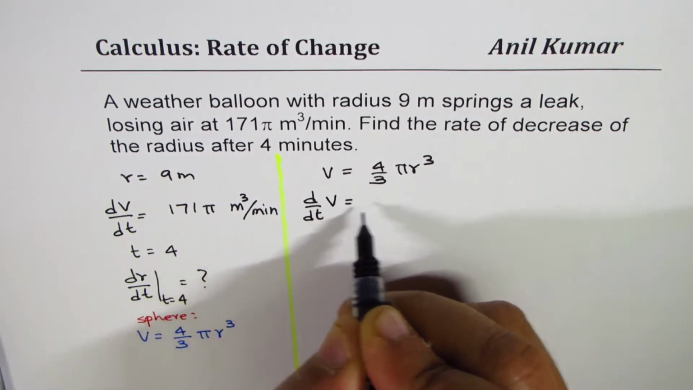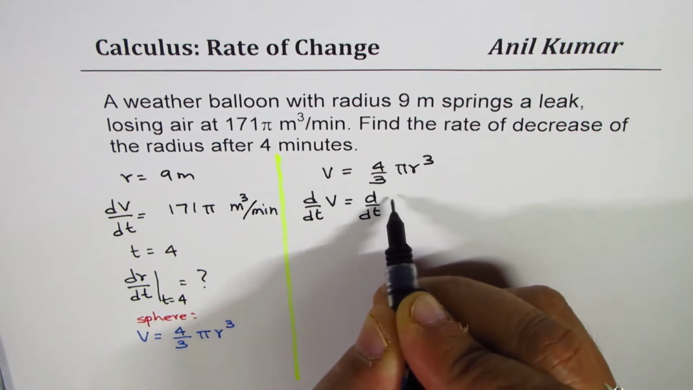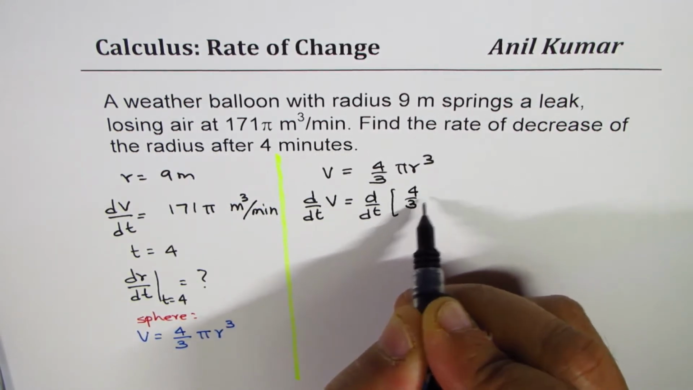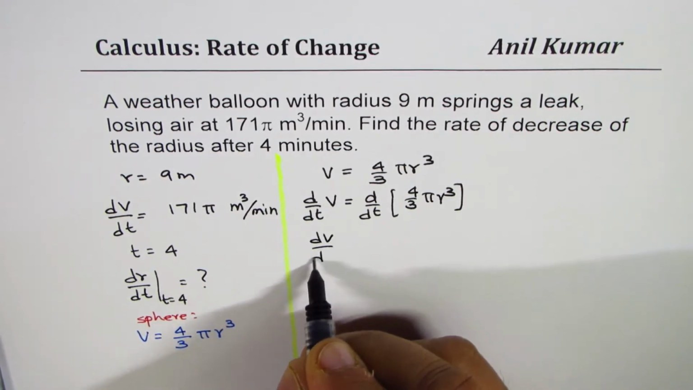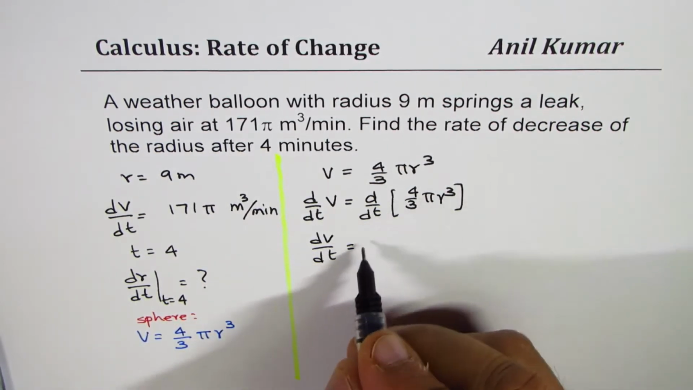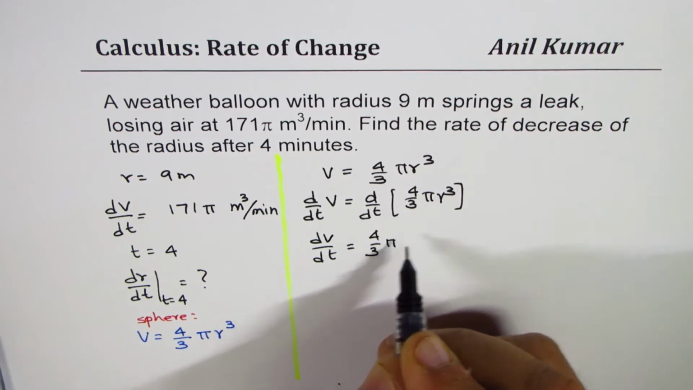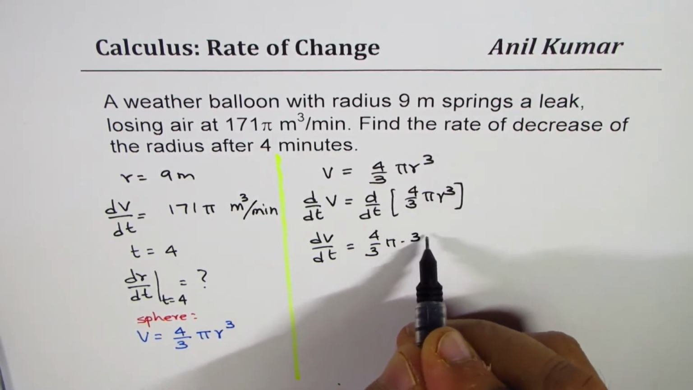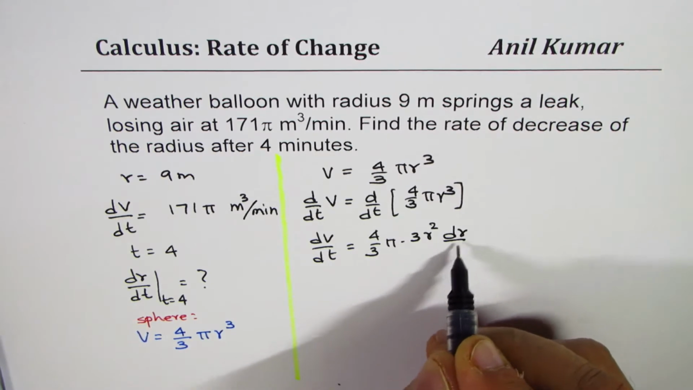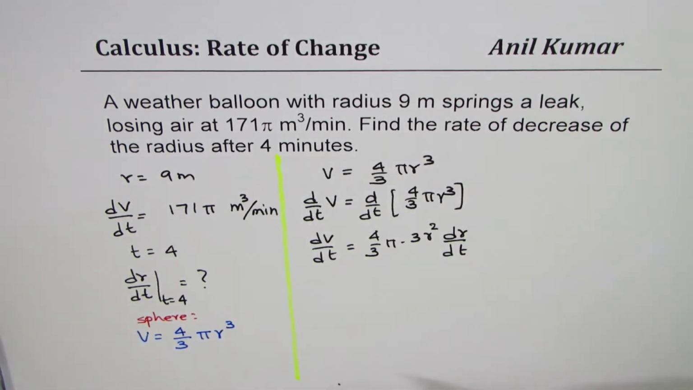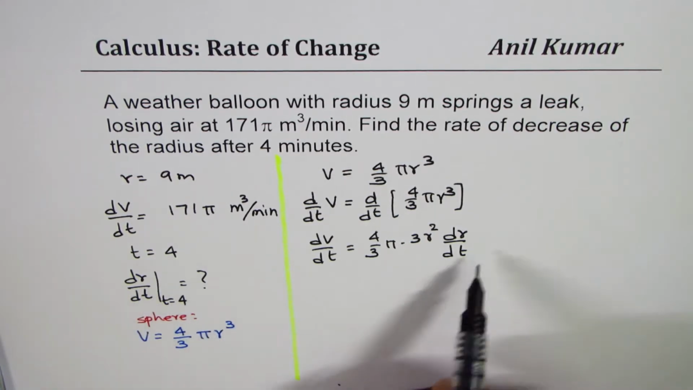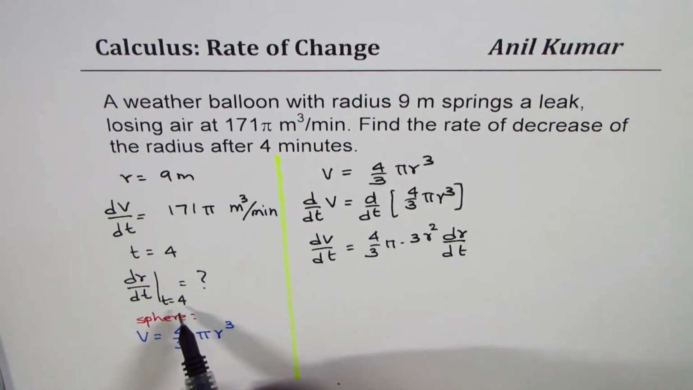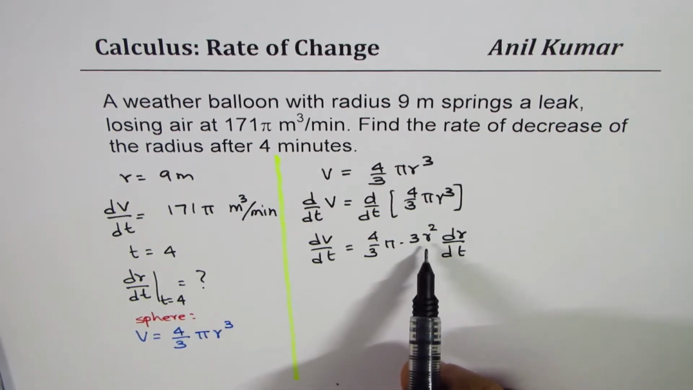So dV dt, and we find d dt of 4 by 3 pi r cube. So that is dV dt. And here 4 by 3 pi is constant. r cube means 3r square dr dt. So that's the implicit derivation which we have done. So we nearly got our answer. We have dr dt here, and we can always substitute t equals 4, but we don't know at 4 what is r. This is what we need.